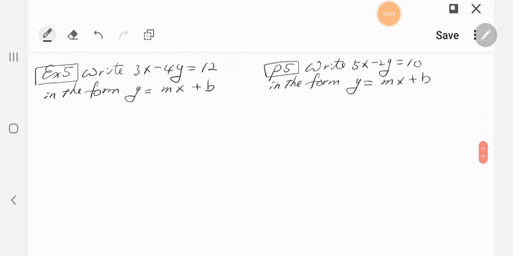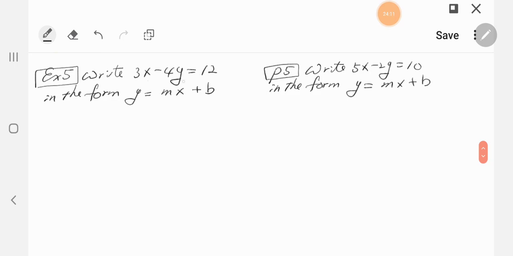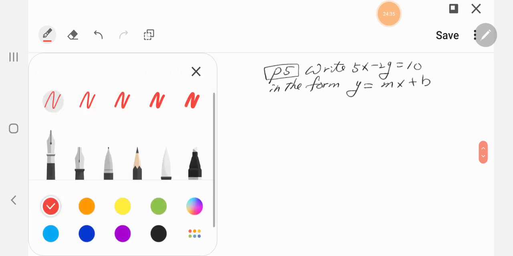So for exercise number 5, write the equation with both x and y terms on the same side in the form y equals mx plus b. In this case, we have to rewrite it so that y is equal to something. That means we will solve the equation for y.